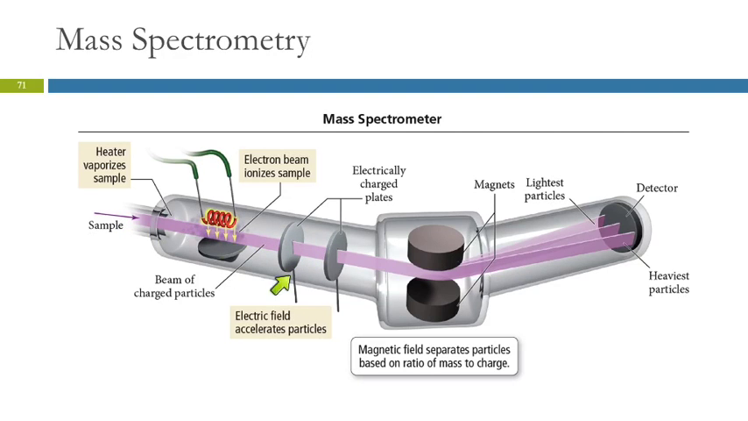So we cause them to go zooming through here, then they go through a magnetic field. The magnetic field causes their trajectory to bend. How much it bends depends on how much the particle weighs. If it's more massive, it won't bend as much. If it's less massive, if it's lighter, it'll bend more. And so where these things hit on the detector tells us what their masses are. The intensity of the signal is what gives us the percent natural abundance of the different isotopes. Any questions?